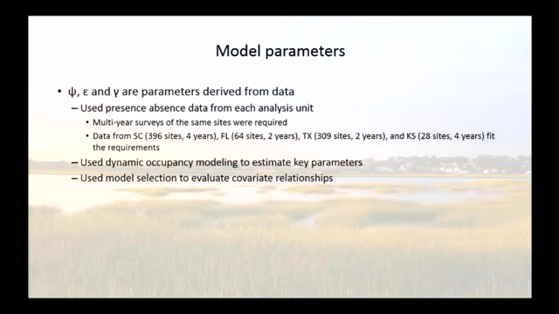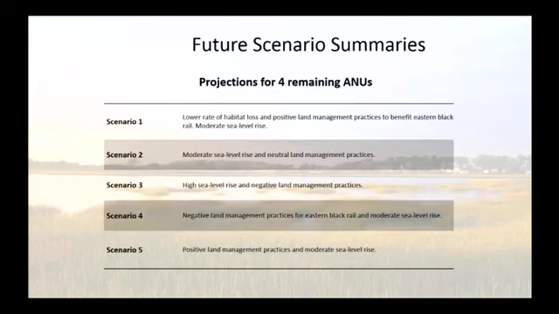Here it gives you the sample sizes. We had 396 sites from South Carolina for 4 years, 64 sites in Florida for 2 years, 300 in Texas, and then 28 in Kansas. I think I said 26 to 30, so that was a pretty good guess. Those parameters were passed forward.